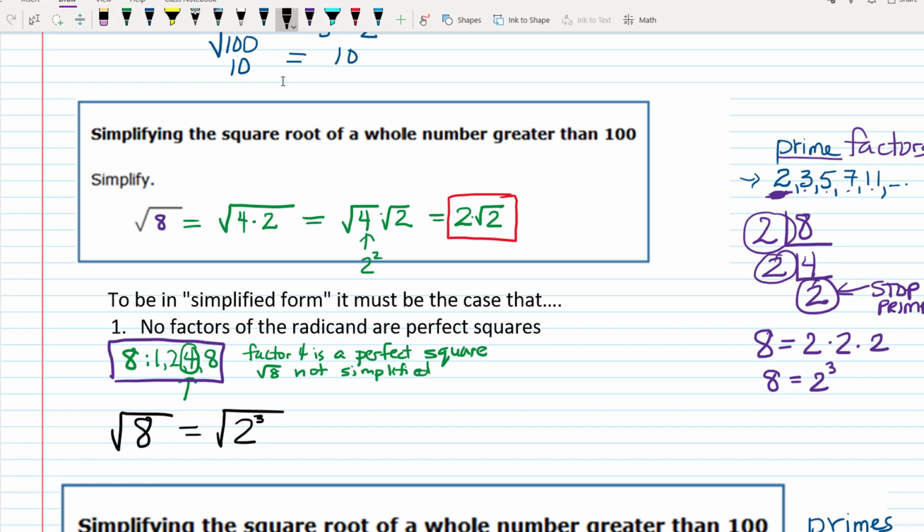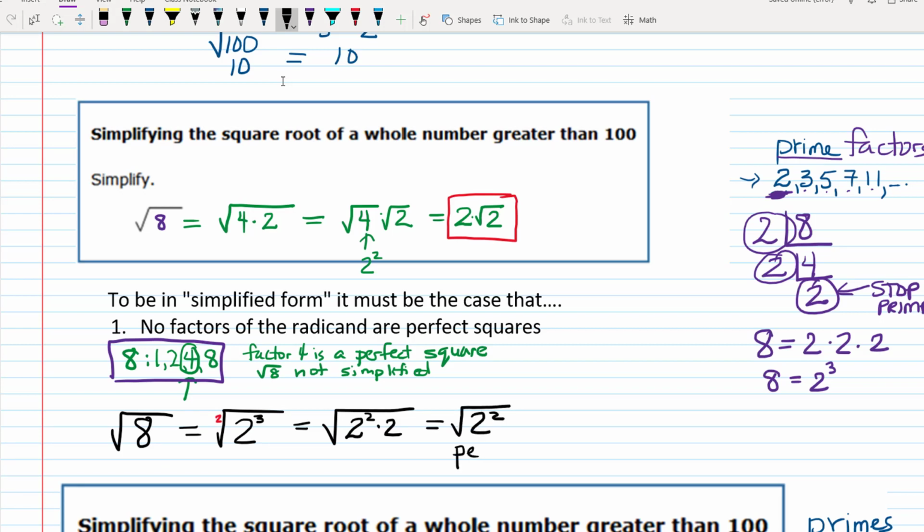Now, we have a square root. The index isn't written, but it would be a 2, right? It's a square root, and we have a power of 3. We would like to have a power of 2 because square roots and square powers cancel each other out. So what we're going to do is say, well, isn't that the same as 2 squared times 2? I'm going to break apart one of the 2's. And then I'm going to use breaking apart the radical.